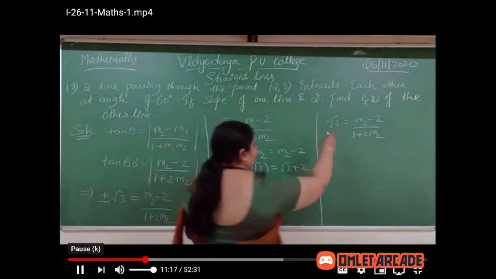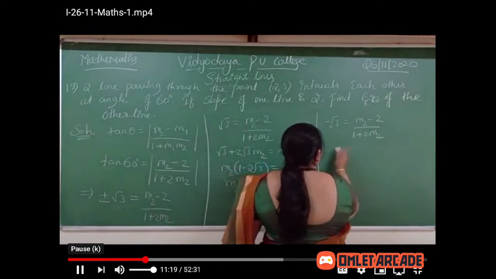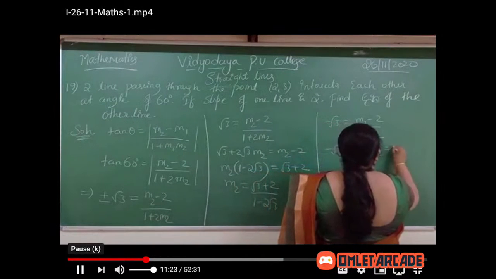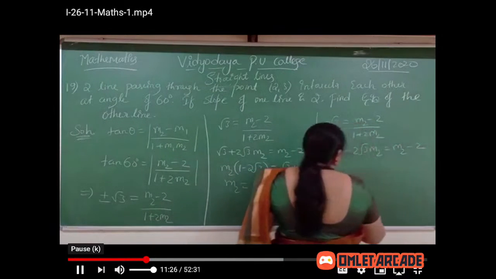Similarly here, what you will get, one more m2 will multiply, cross multiply: minus root 3 minus root 3 m2 is equal to m2 minus 2.